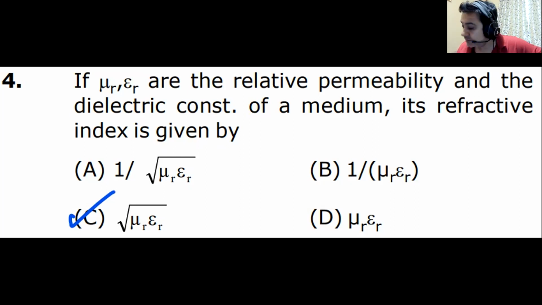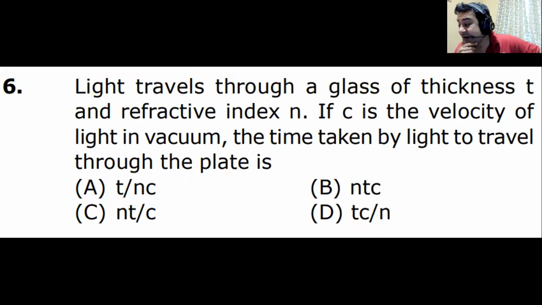Here comes the next one. Light travels through a glass of thickness T and refractive index mu. If C is the velocity of light in vacuum, what will be the time taken by light to travel through the plate?